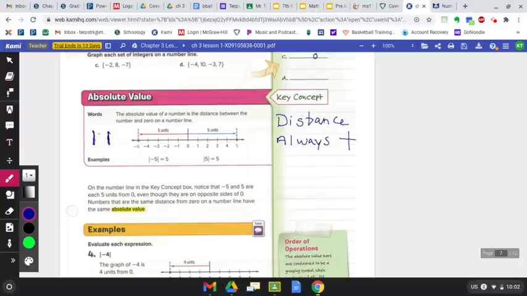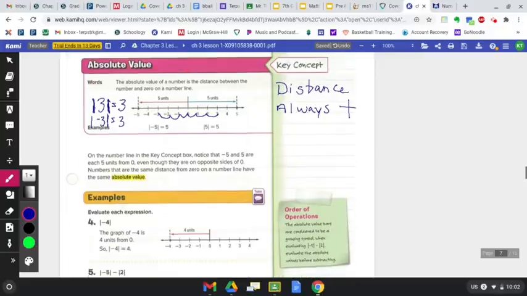So if I were to say the absolute value of 3, that'd be 3 because it's 1, 2, 3 away from 0. The absolute value of -3 would also be 3 because it is 1, 2, 3 away from 0. So absolute value is just how far away in distance it is from 0, which means distance is always positive.